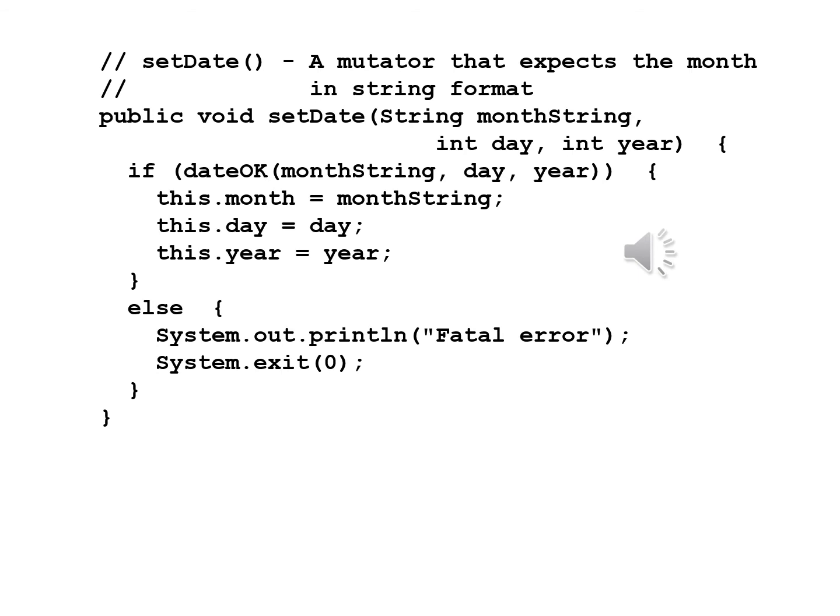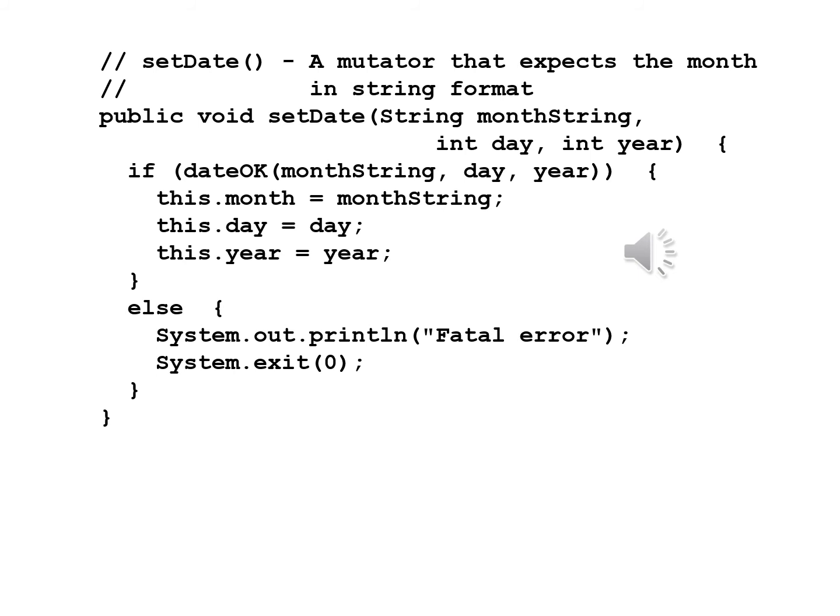Again, we are looking to change values for month, day, and year. But this time, rather than giving the month as a number, we're going to use a string to represent the name of the month. We begin with a comment, setDate, a mutator that expects the month in string format. The header for the method is public void setDate, String monthString, int day, int year. After the open brace, we check it with if dateOK, monthString, day, year. This.month equals monthString. This.day equals day. This.year equals year.